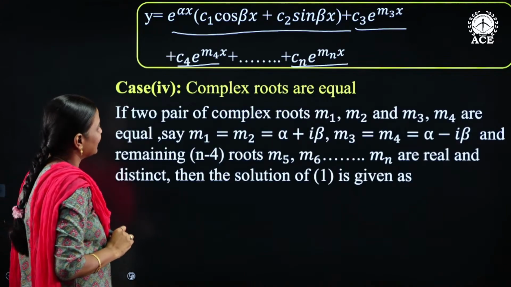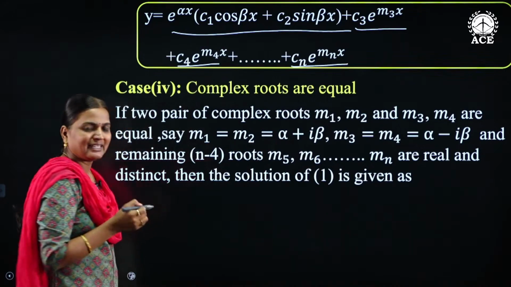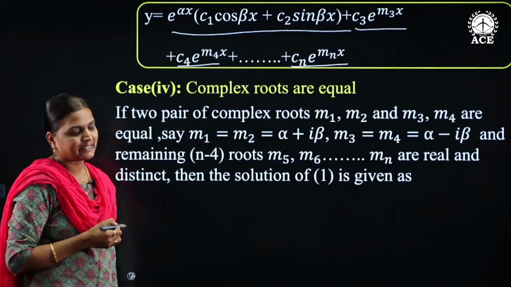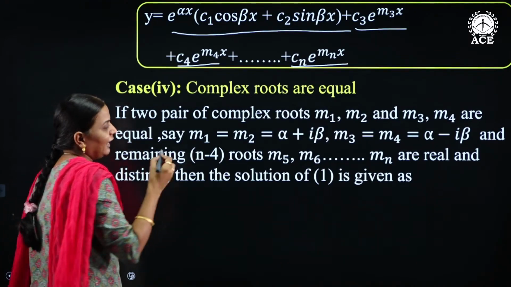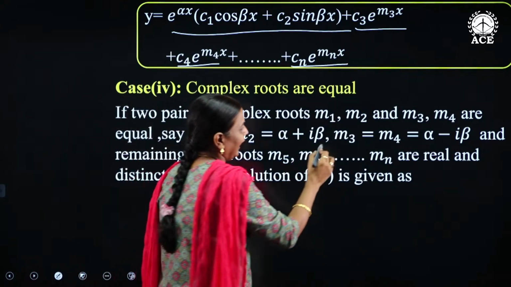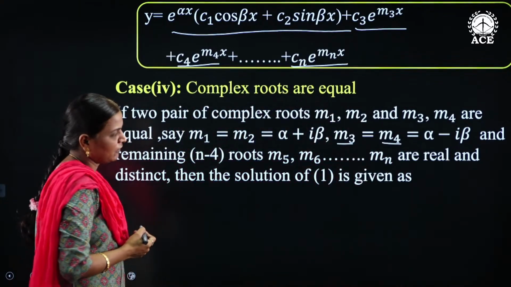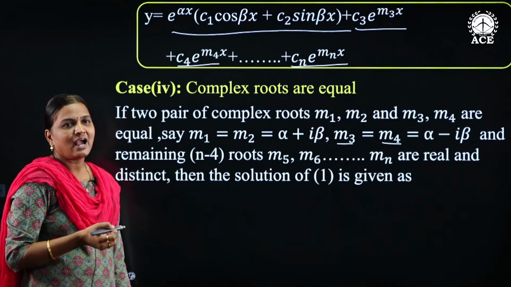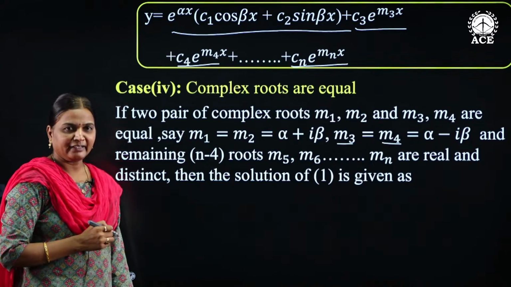So when the roots are complex and equal, suppose we take m1 equal to alpha plus i beta, repeated 2 times. Therefore, its conjugate, what is the conjugate of alpha plus i beta? Alpha minus i beta is also a root, which is also repeated 2 times. Let us denote those as m3 and m4: m3 is equal to m4 is equal to alpha minus i beta. That means the first 4 roots are complex and equal and the remaining n minus 4 roots are real and distinct.